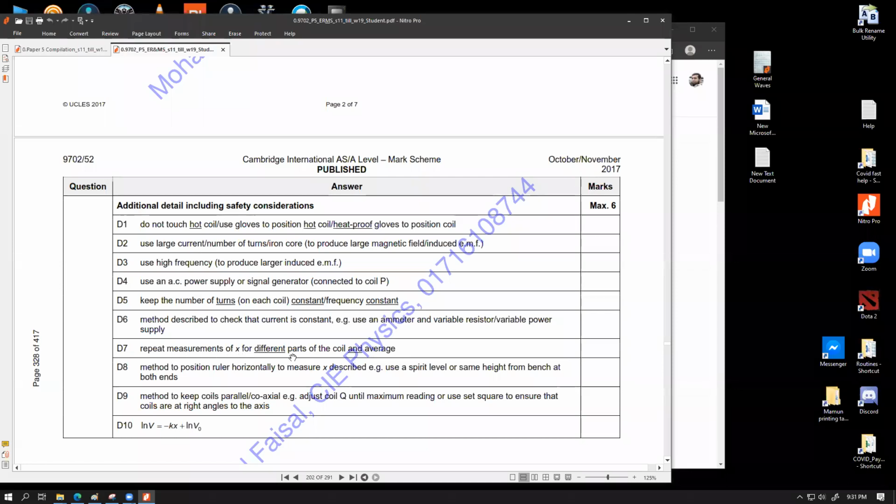Repeat measurements of X for different parts of the coil and average. Repeat measurements of X for different parts of the coil. What does that mean? Repeat measurements of X. Oh, okay. Parts. Do you guys have any idea what this means? Different parts of the coil? Repeat measurements of X, so we're going to measure different parts of the coil.